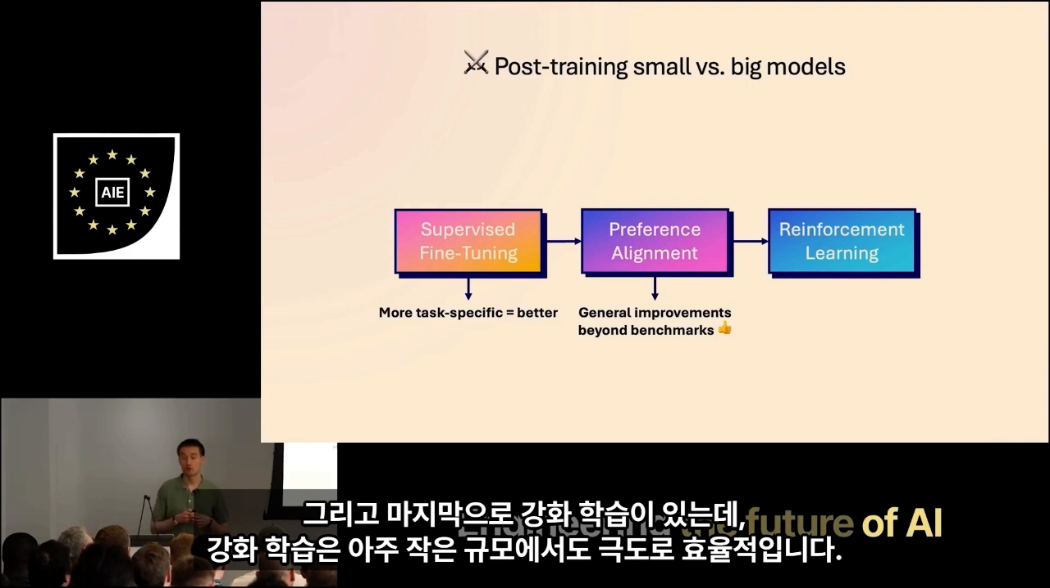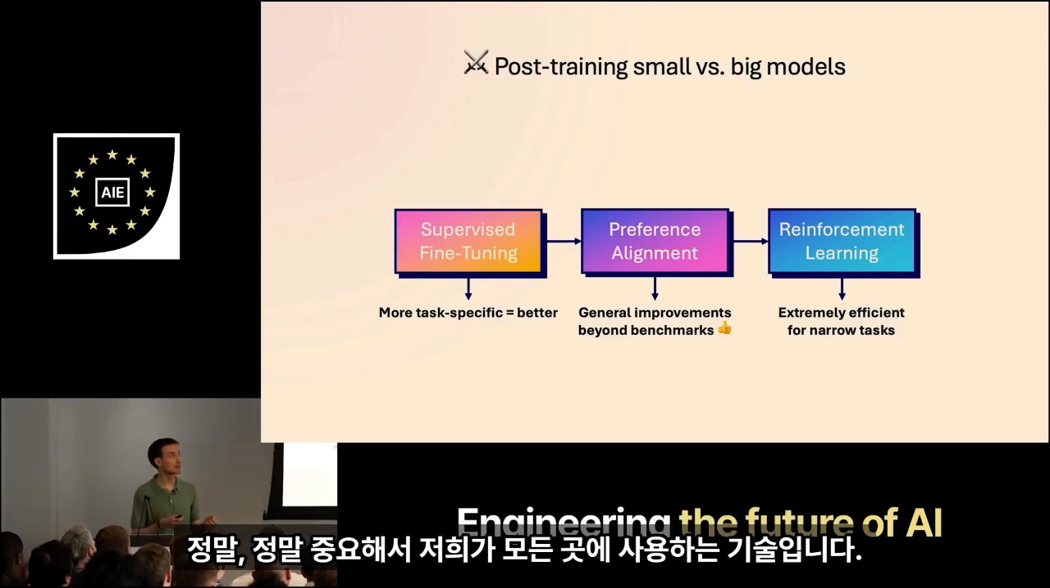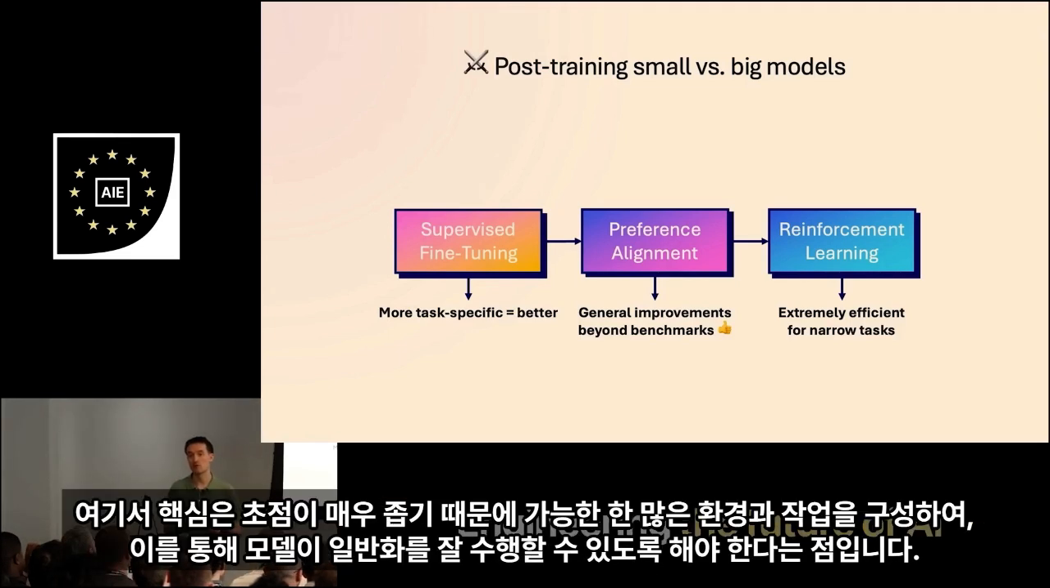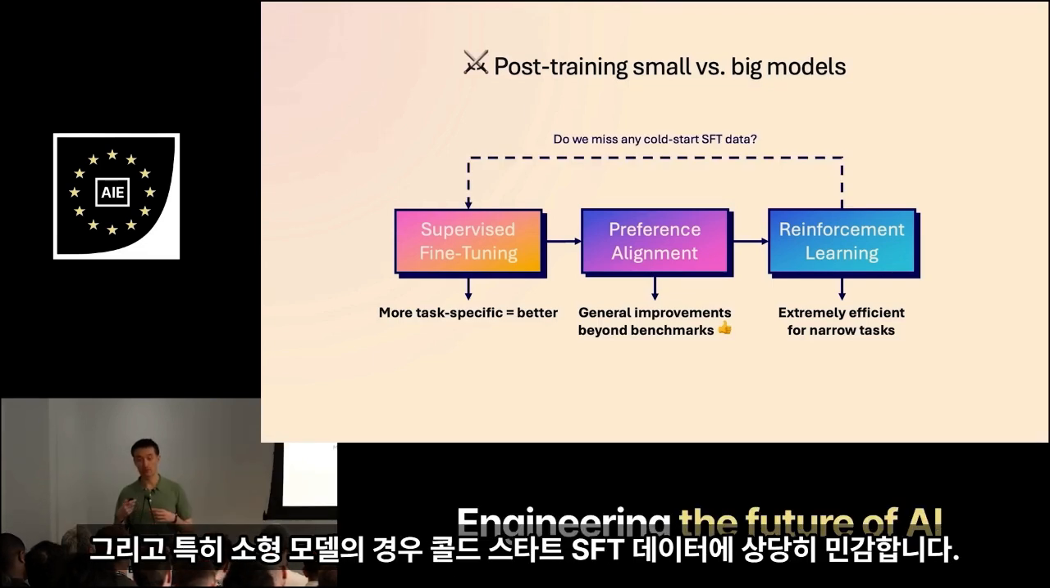And finally, we have reinforcement learning. Reinforcement learning is extremely efficient, even at very small scale. It's a really, really important technique that we use everywhere. The main thing is that it's very narrow in terms of focus, so you want to have as many environments and as many tasks as possible, and make sure that you generalize well thanks to this. And then for small models in particular, they're quite sensitive to cold start SFT data.